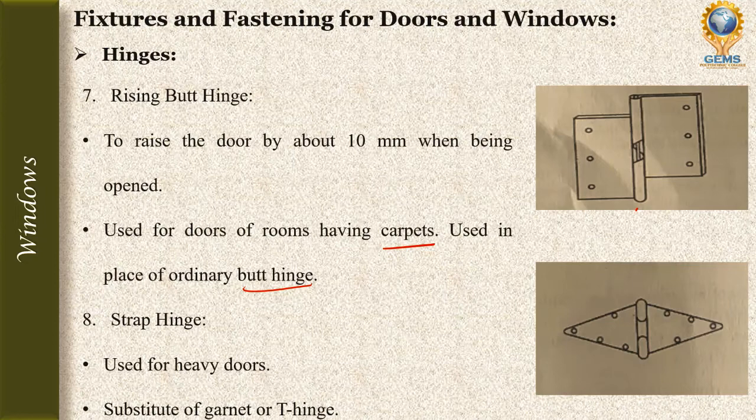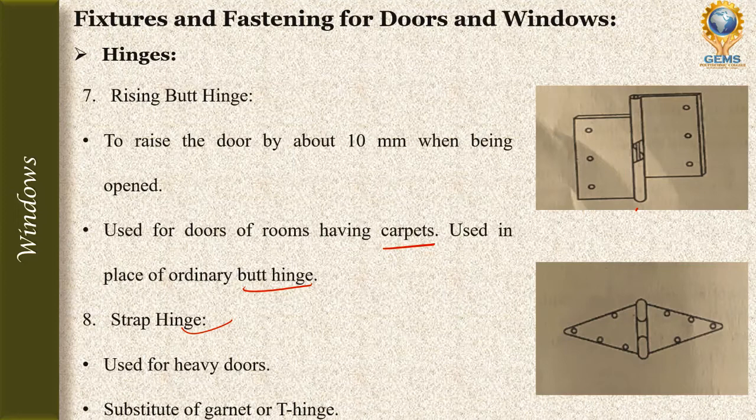Eighth one is the strap hinge. This strap hinge is used for heavy doors. If you are having very heavy doors, we will go for the strap hinge. The strap hinge is a substitute for the garnet or T hinge, so the function will be the same. If in the market you are not getting the T hinge or garnet hinge, then we will go for the strap hinge.